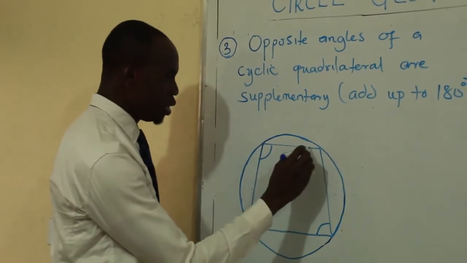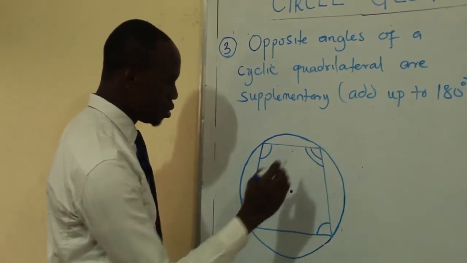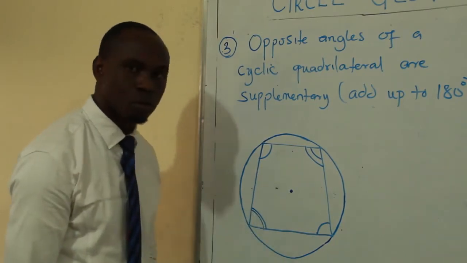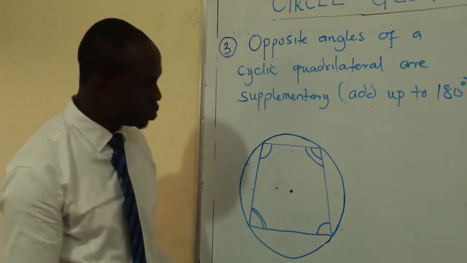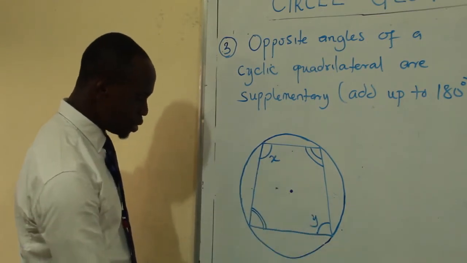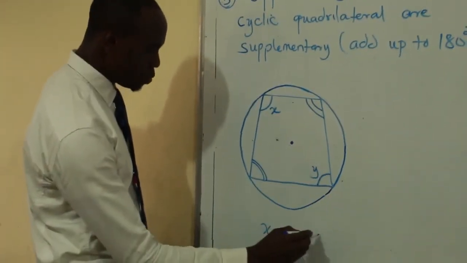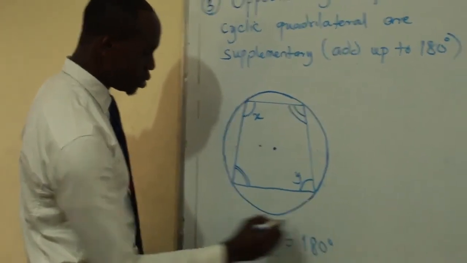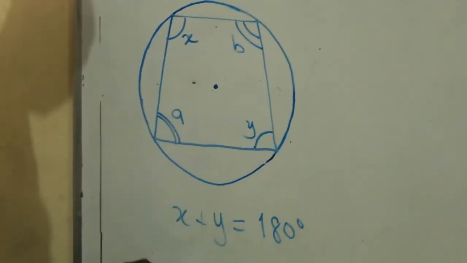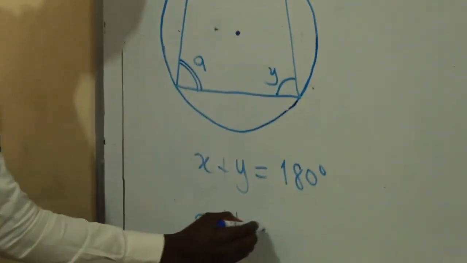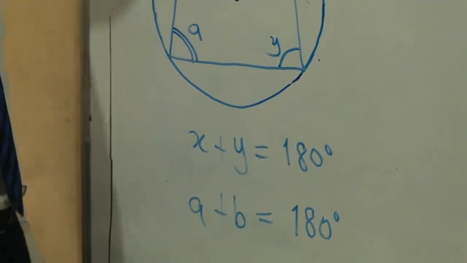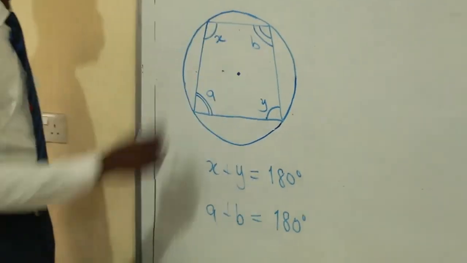Similarly, the angle formed here added to the angle formed here will also be 180 degrees. So if this is x and this is y, x plus y will always give us 180 degrees. And if this is a and if this is b, a plus b will also be equal to 180 degrees. This is what this theorem is saying.